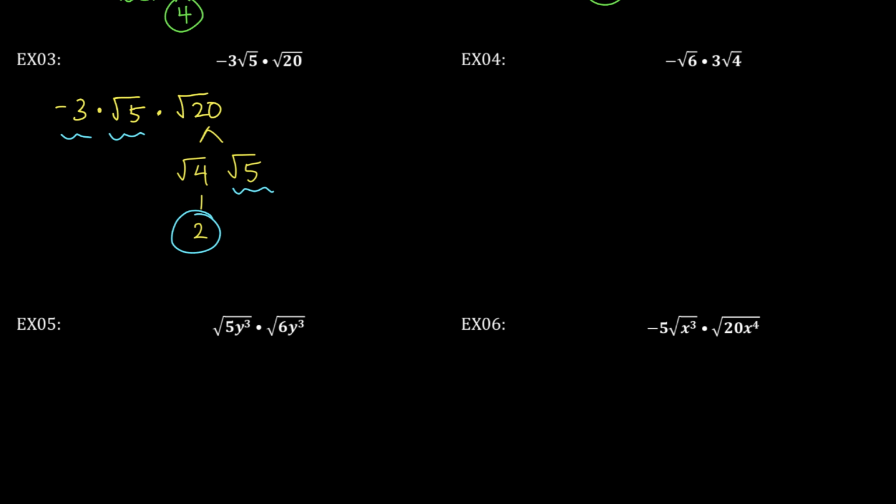So let's combine all this stuff. Negative 3 times 2 is negative 6. And then we have the square root of 5 and the square root of 5, which is the square root of 25. But if you can see, we can still do it right here. So this is negative 6 times 5, because the square root of 25 is 5. And you get negative 30.